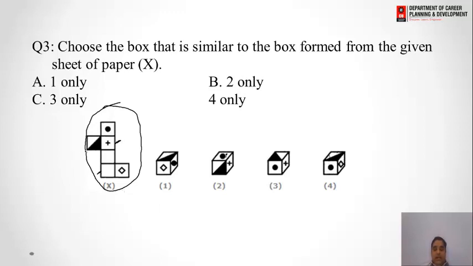Plus is opposite to blank. They cannot be with each other. So all can be the right answer by using this. Black dot is opposite to blank. So that cannot be with each other.